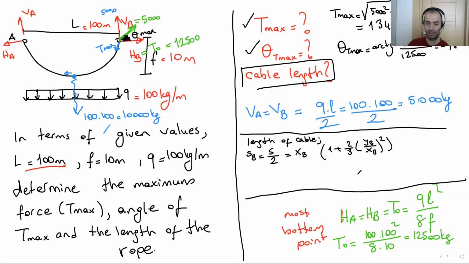This is the equation. Let's write SB equals S over 2, XB. Here the total length is 100, XB is 50. I'm going to explain it for that first equation.